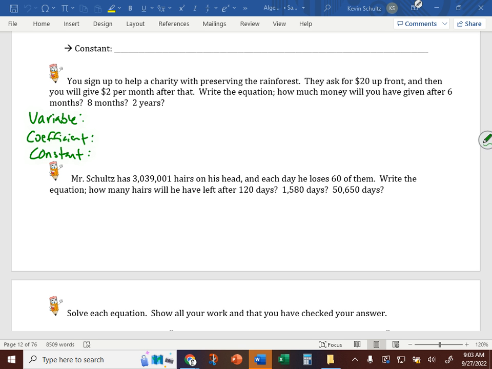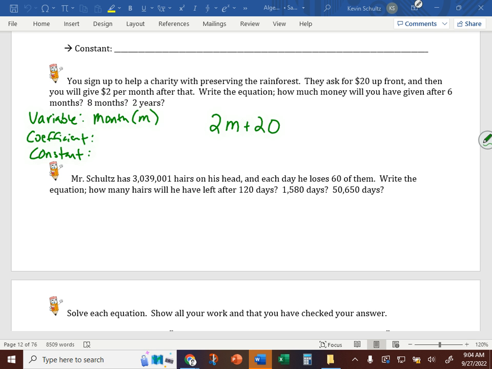Okay, so 2m plus 20 is the expression Colin came up with. What's the variable in that expression? The m, right? The month. Okay, why is that the variable? Kaylin? It changes, right? First I ask you for how much will you have given after 6 months? How about 8 months? How about 2 years, right? It's that value in the equation that changes, okay?